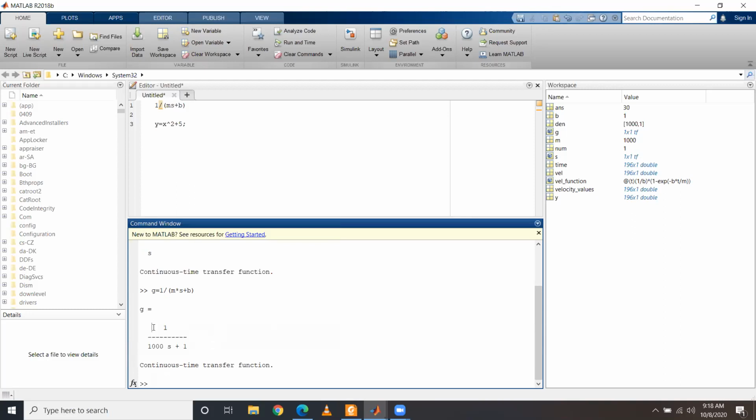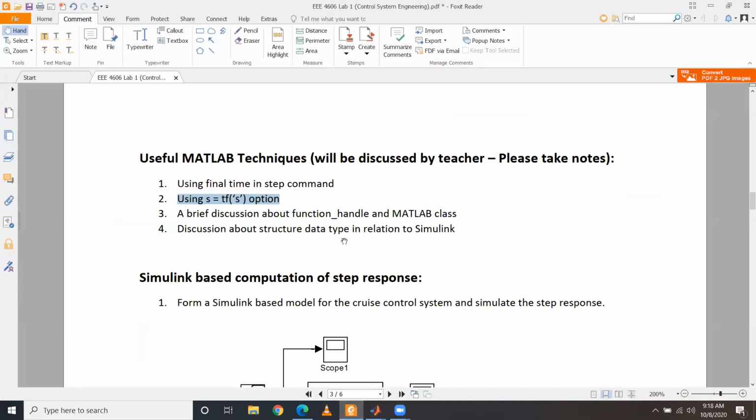Is it clear? Yes, sir. Using this, you can just manually write the transfer function. So if you're confused about how to do it using num and den, which you should not be because that's, I think, easier than this one, you can just write the transfer function manually. Very convenient way to do it.